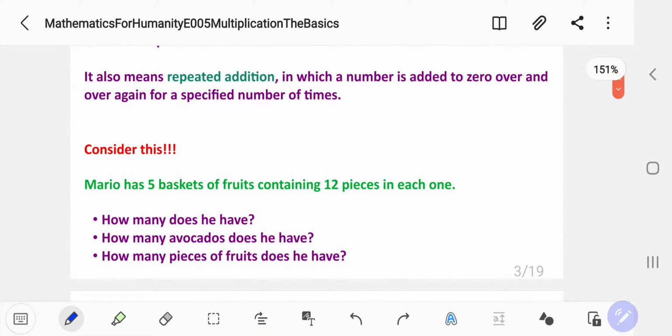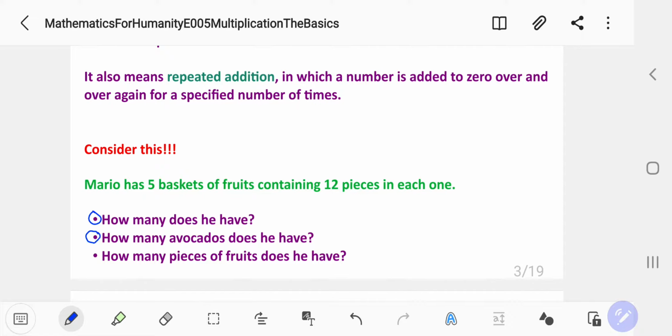So consider this. Mario has 5 baskets of fruits containing 12 pieces in each one. What do you think is the best question for this problem? Is it this one? How many does he have? This question is so vague because how many does he have? Is it how many baskets does he have, or how many fruits does he have? So you have to be, again, specific in what you're asking for in a problem.